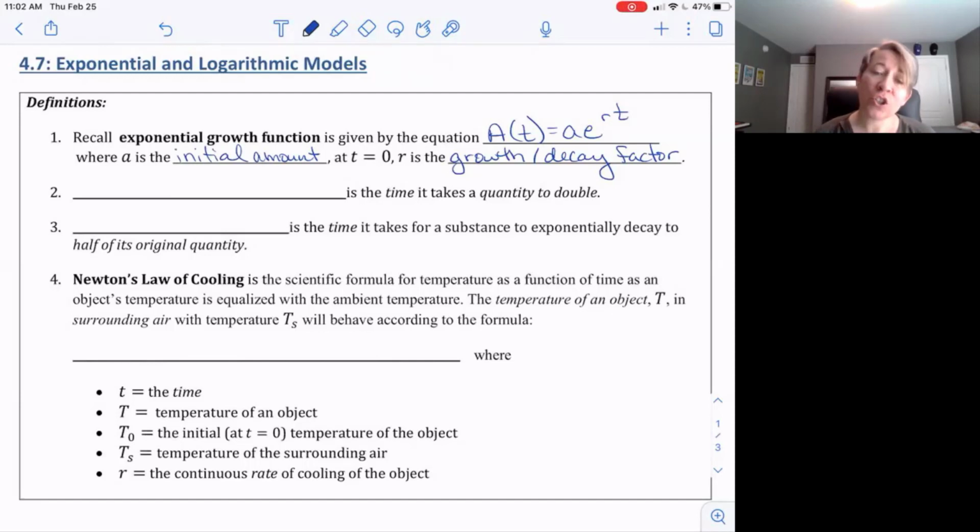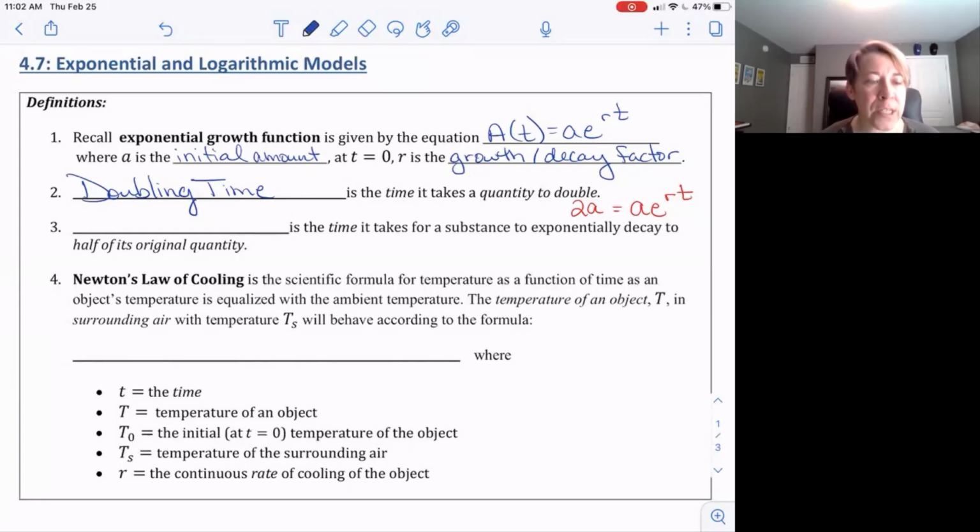Now, for definition 2, this is called doubling time, and that's how much time it takes for a quantity to double in size. For example, if we have our generic equation a times e to the rt, our ending amount is going to be twice that of our initial amount. Okay, so 2a equals a times e to the rt.